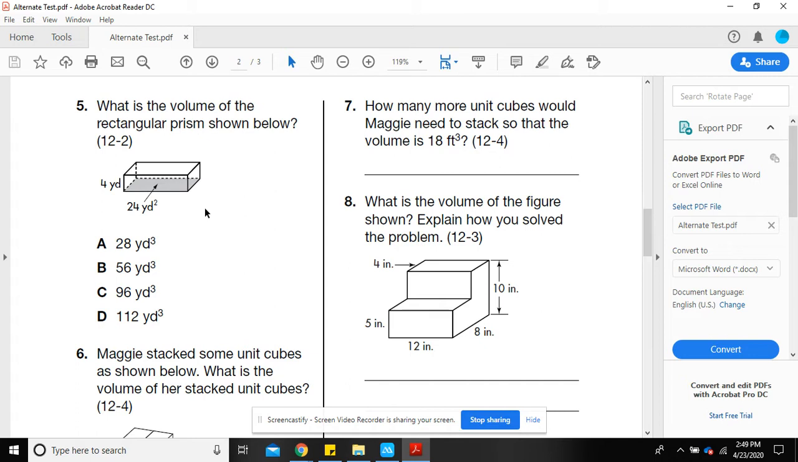Now in this problem, they actually give us the base area. So down here, the shaded area is the base area, which is 24 yards squared. And then they give us the height of 4 yards. So what we do when we have these two numbers, the base area and the height, is we just take those numbers and multiply them to find the volume. So I'm going to do that on my whiteboard.